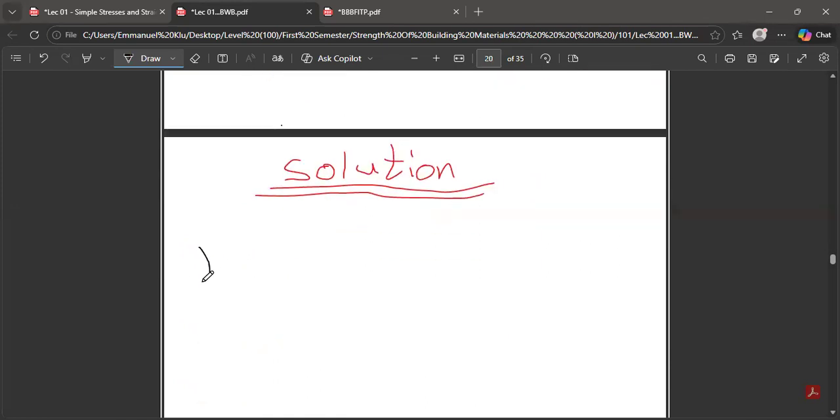So we know that our stress is equal to force over area. That is P over A. Okay. In this case, the force is known, but the area is not known. Good. So our P was equal to 4,000 Newton.